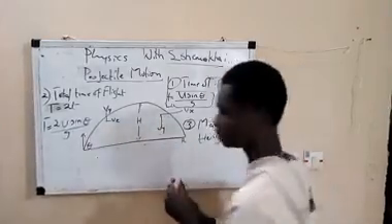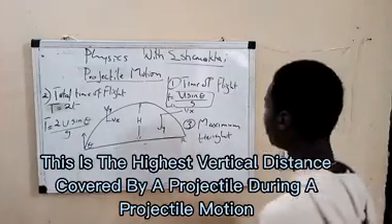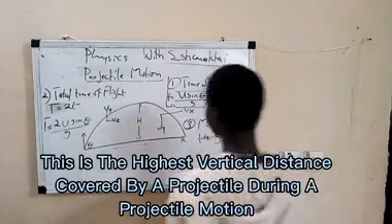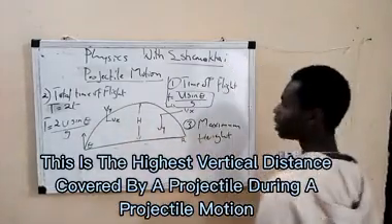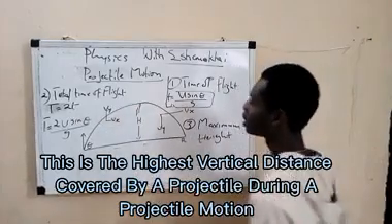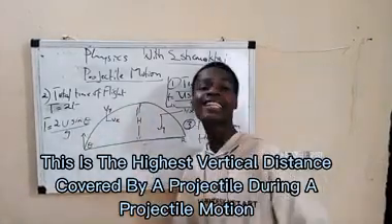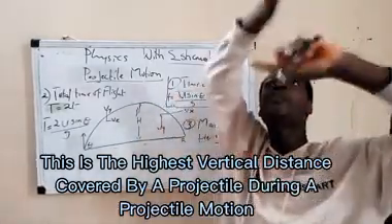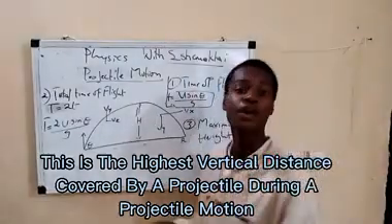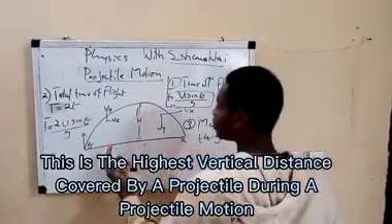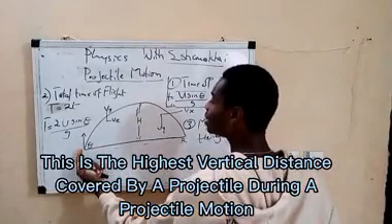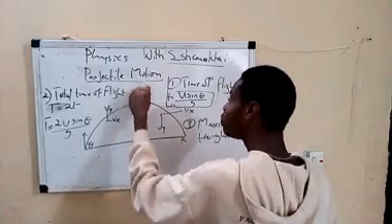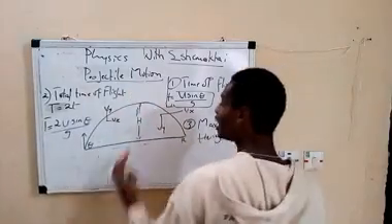Alright, maximum height. Now I've explained this. Maximum height is the highest height. When you throw an object, the point it reaches before it starts coming down is your maximum height. The maximum height is the highest height of your projection, the center of your projection, where it gets to.